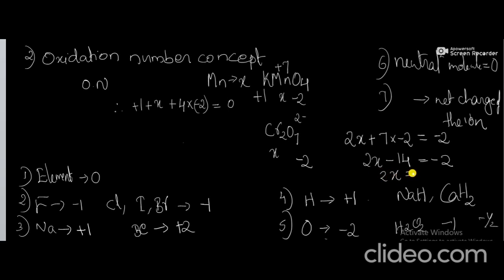That is 2x minus 14 equals -2, or 2x equals -2 plus 14, that is 12, or x equals 12 by 2, that is 6. So we can simply say that the oxidation number of chromium in Cr2O7 2- is +6.